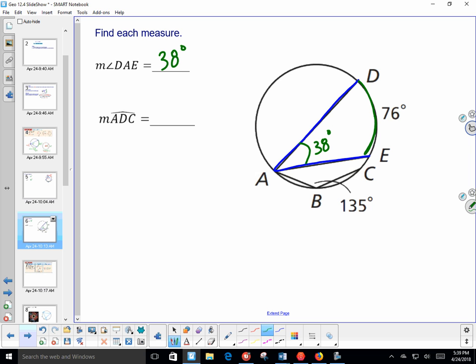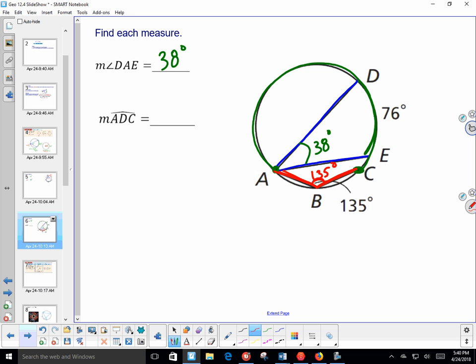And then what about the measure of arc ADC? Well, this one's going to be a little interesting because we are going from right here, A. What arc do we want? We want to start at A, go through D, and end up all the way over here at C. That's a big arc, but there is one angle that subtends it that we know, and that's angle ABC. That angle measures 135 degrees. I'll just write that right in here.